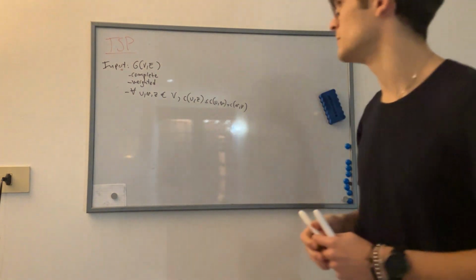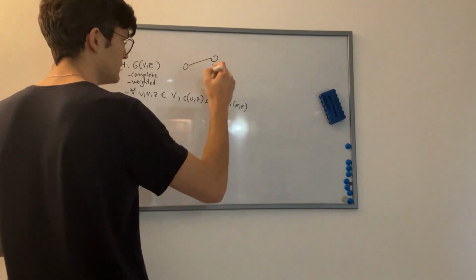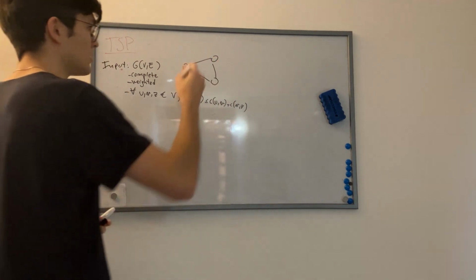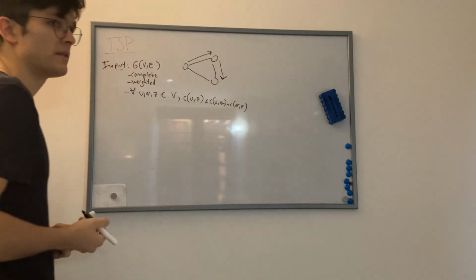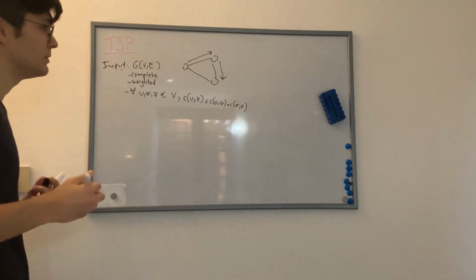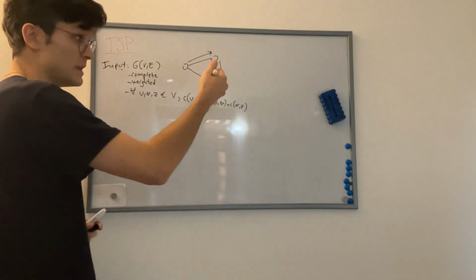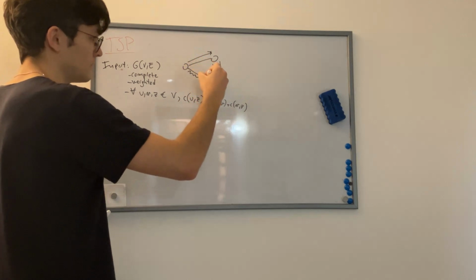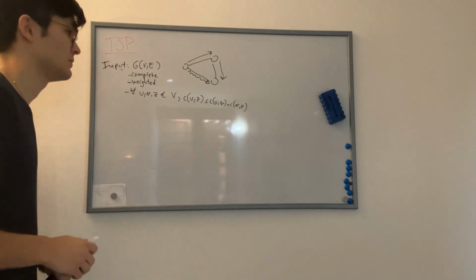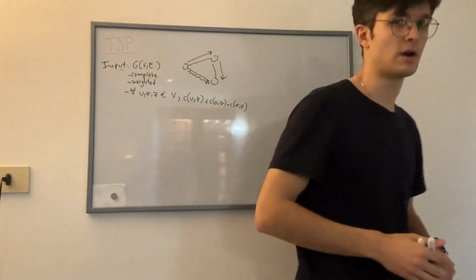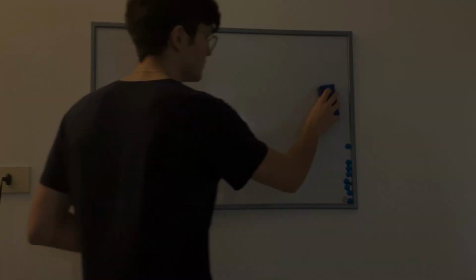Basically, what this means in a more graphical way is that if we have these three nodes, for each triplet of nodes, the cost of going directly is always less than or equal to the cost of doing this detour. Okay, so this is our extra assumption for this approximation algorithm.